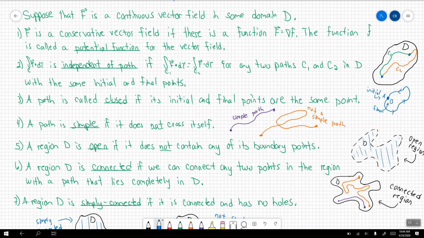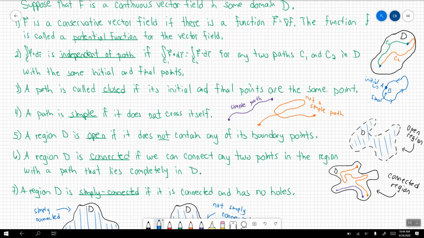If they're equal to one another, again, we're going to say that this is independent of path. And if it's independent of path, meaning that it doesn't matter which path we take, path C1 or path C2, we're going to get the exact same evaluation for that line integral. All right, so that's what independent of path tells us.